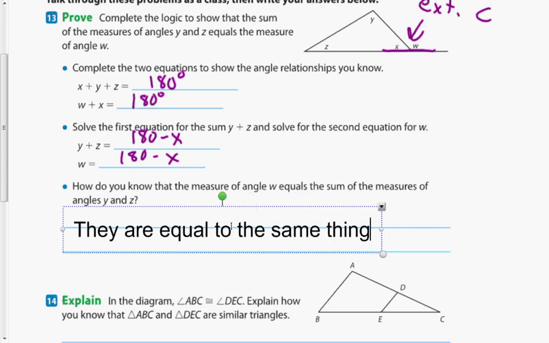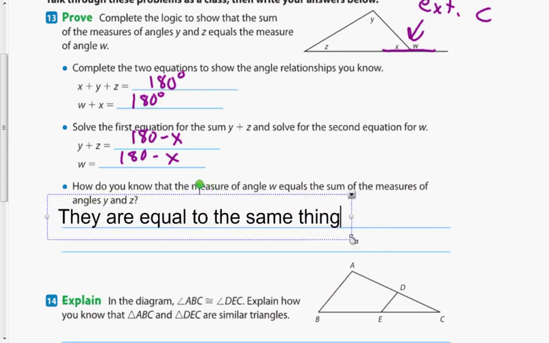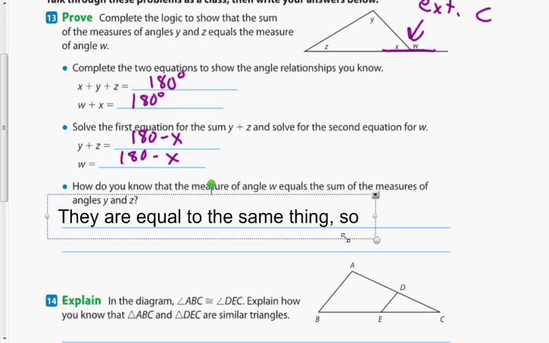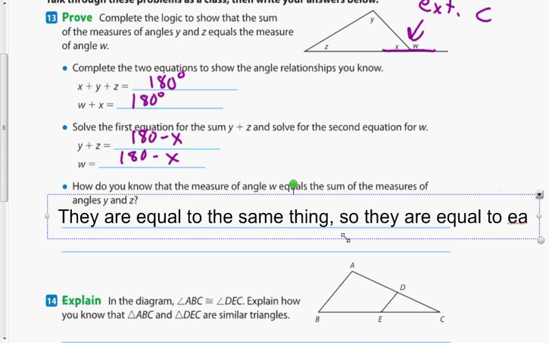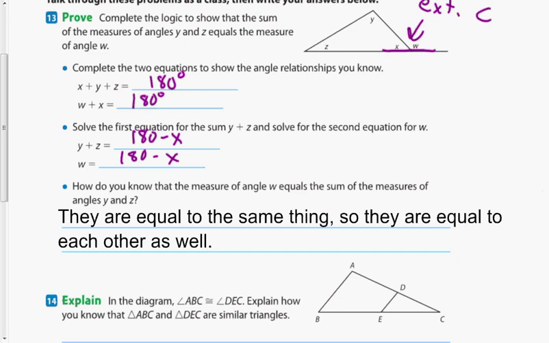Make it a little bit smaller, fit it on here. So they are equal to each other as well. Meaning if they both each equal 180 minus x, then we can say that the y plus z, which is equal to 180 minus x, is equal to the w, which is also equal to 180 minus x. And that shows that our exterior angle is equal to the two non-adjacent interior angles.